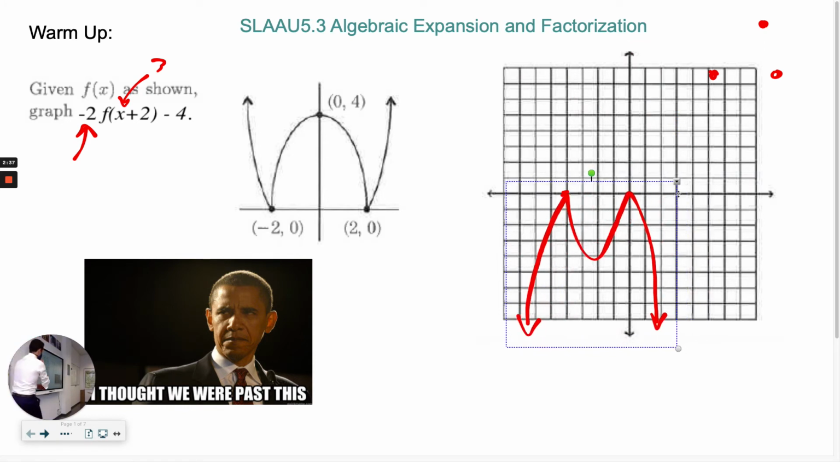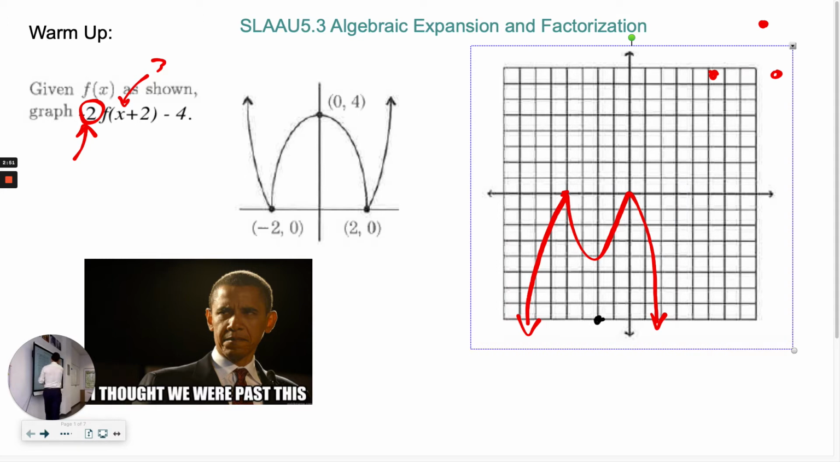But there's not just the negative, it's also this. So what happens to it because of the 2? Yeah, it multiplies the y's by 2. And so 0 don't care, but this 4 gets doubled, so it turns into this. And Lord knows where those go. So it just kind of looks something like that. Stretches it out.